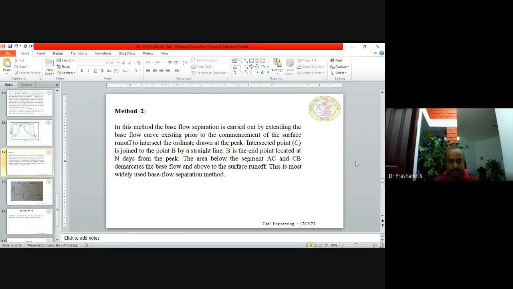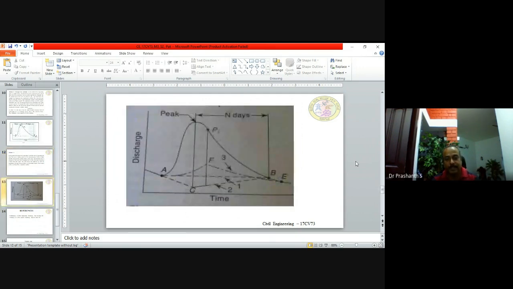This is the most widely used base flow separation method. Now I will show how it is done. Here the point A is located, then the peak value is taken, the point C is located, and the line is drawn from point A and continued. Then point B is joined. Anything below AC and CB is the base flow separation, and this is the most widely used base flow separation method.